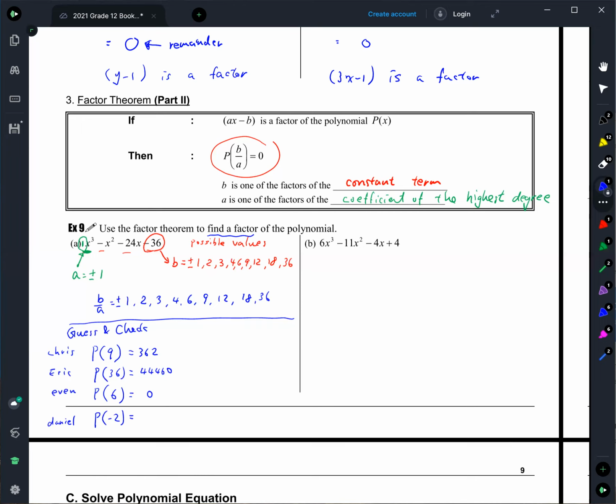I got -96. New 96. Okay, so I guess Evan is the lottery guy. Okay, got lucky.